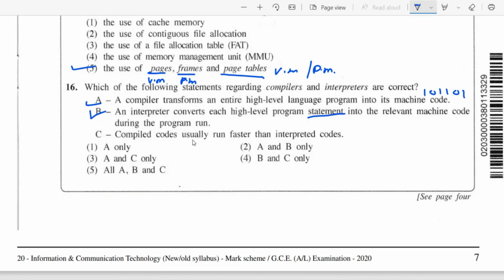Compiled code usually runs faster than interpreted code. Yes. Compiled code can run faster because the entire program is in machine code. But interpreted code is still converting one by one, so the processor has to wait for the conversion. So C is correct. All A, B, C.